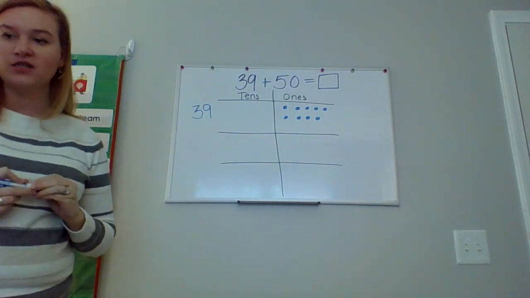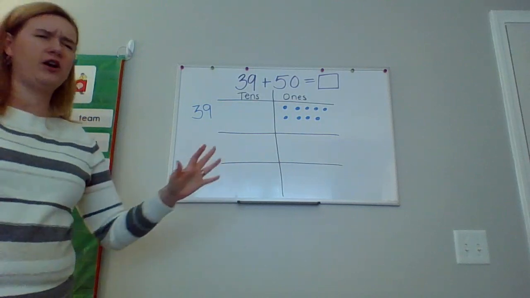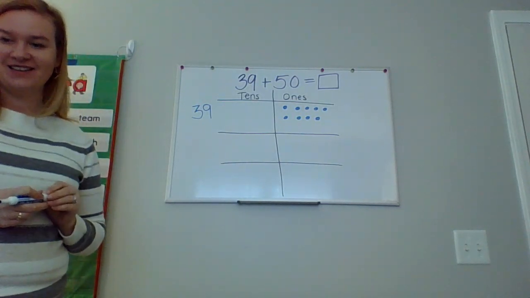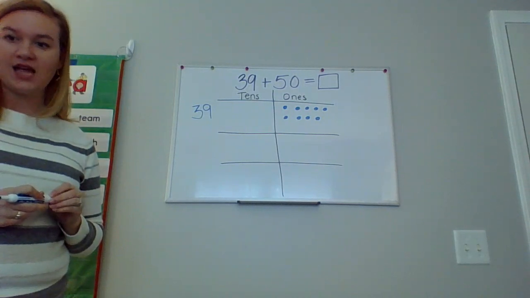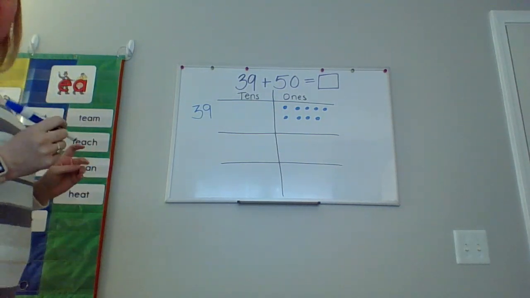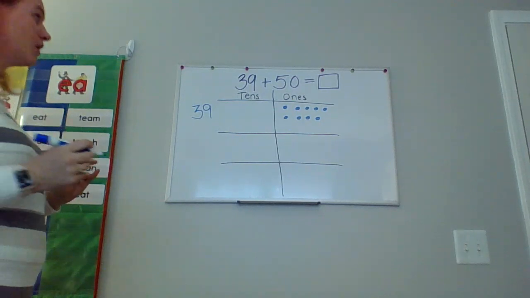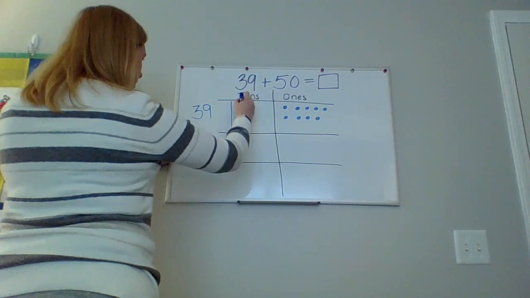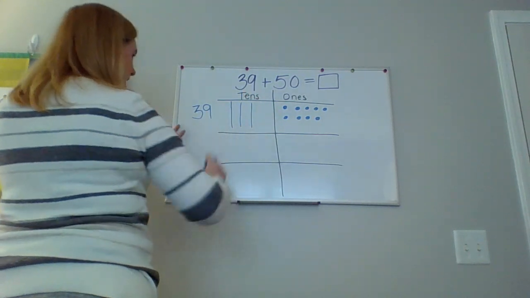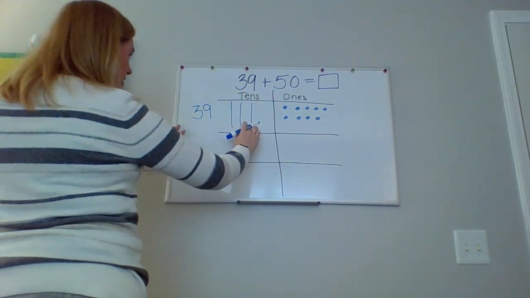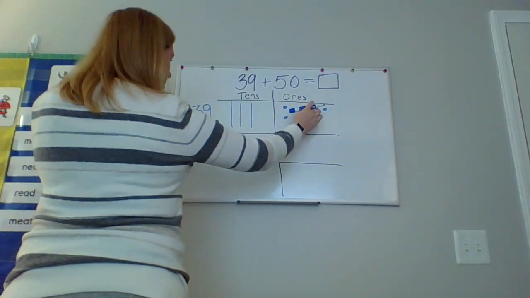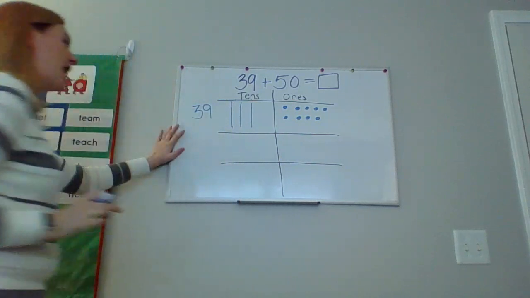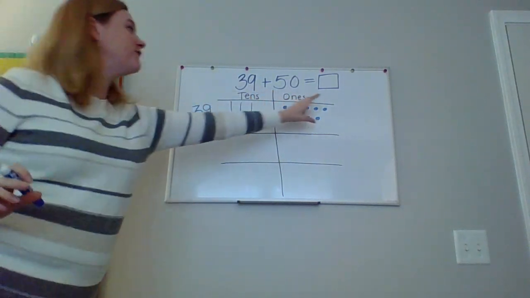How many tens are in the number 39? Riley. 3. There's 3 tens, so I'm going to draw 3 tens. 1, 2, 3. Now if I counted this, 10, 20, 30, 31, 32, 33, 34, 35, 36, 37, 38, 39. I have 39. Now, that's my first number.